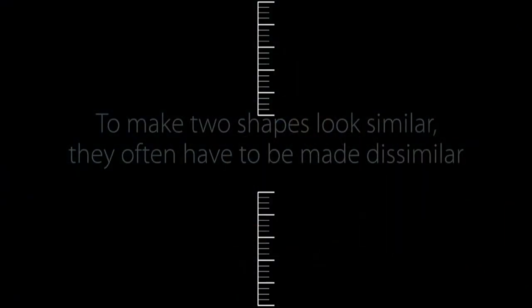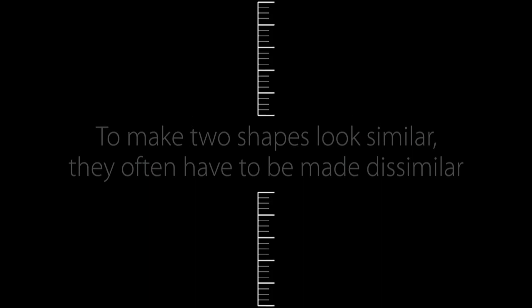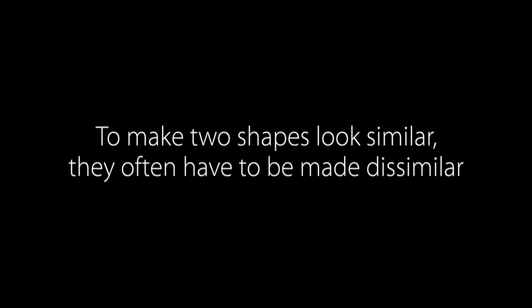Now, this does not apply just to the shapes themselves, but it applies to the space around the shapes as well. I'm going meta here and showing you the slides. And what I'm trying to get at here is that if I put that text in the middle of the slide like this, it would actually look too low. So again, to make shapes look similar, you have to actually make them divergent.